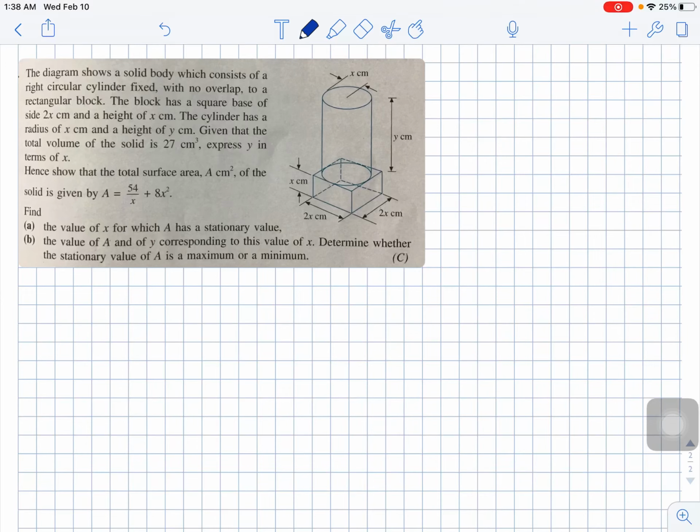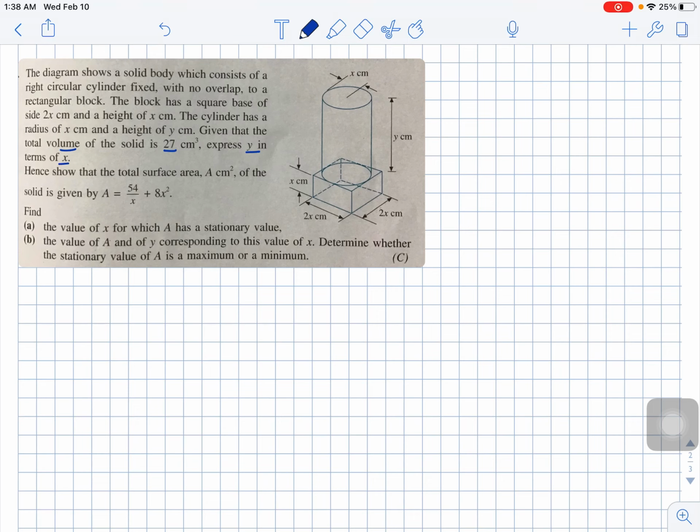Suppose that we have a cylinder and then we have a rectangular block, all the length is detailed out, and they are saying that the volume is given as 27. We have to express y in terms of x. So there are two volumes involved here.